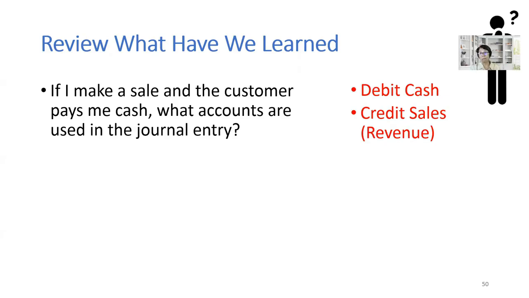Well, cash went up, right? Because they gave you $20 and you're supposed to put it in your cash register, right? And sales went up because you made a sale. And credit means make your sales go up. So this is another time where cash went up, sales went up. They both went up. That's possible, but the only thing is you have to debit one and credit one. You can't debit both and you can't credit both.